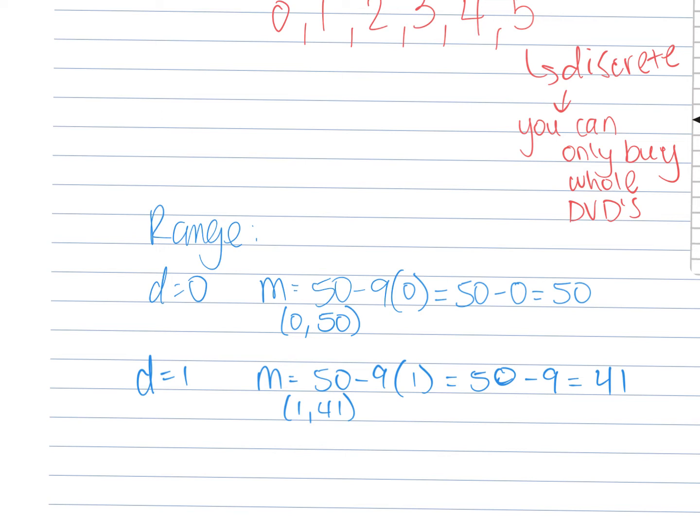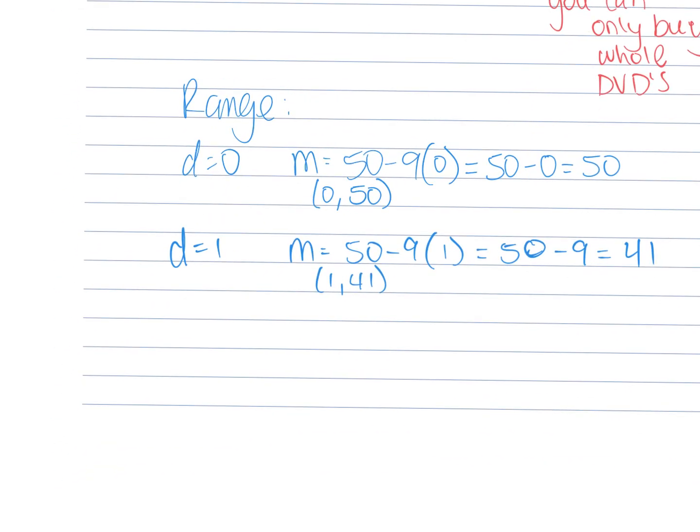So why are we subtracting? Because as we increase the number of DVDs that we're buying, wouldn't the amount of money that we have left go down? If we bought 0 DVDs, you agree we would still have $50? If we bought 1 DVD, Casey, how much money do we have now? 41. Why do we have 41 now? Because you bought 1 DVD, which was $9.